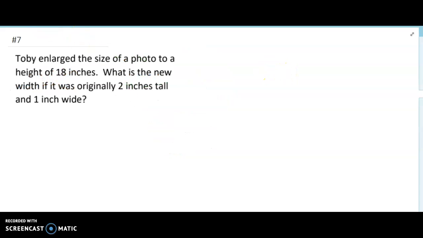All right, let's look at number 7, which is one of the dreaded word problems. And I really emphasize, if you can ever draw a picture or a diagram, please do. It will only help you.